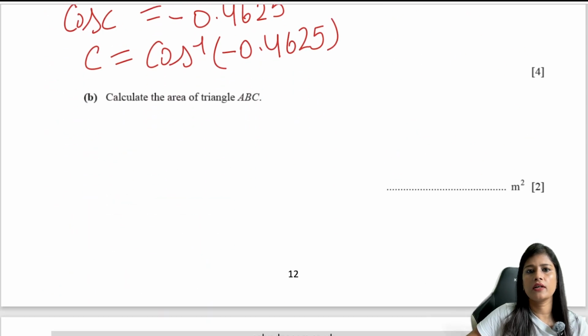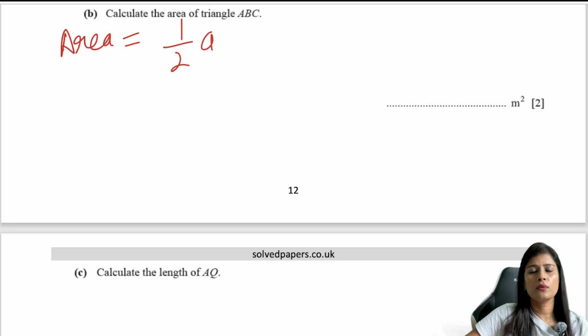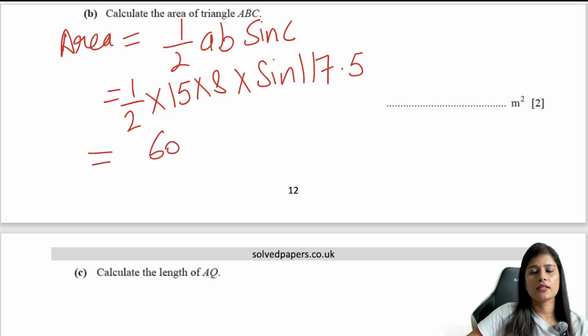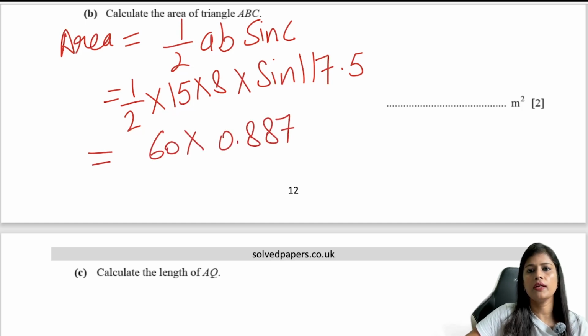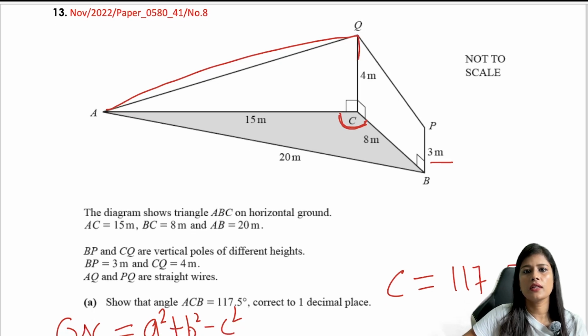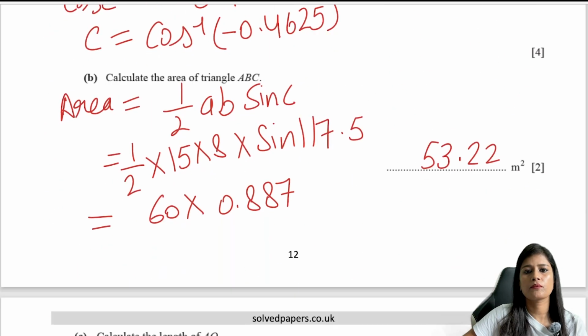Calculate the area of triangle ABC. We know the area of a triangle is 1 over 2 ab sin C. So 1 over 2 times 15 times 8 times sine of 117.5, which is 60 times 0.887. The value will be 53.22. Calculate the length of AQ. So we can see this is a right angle triangle. AQ is the hypotenuse.